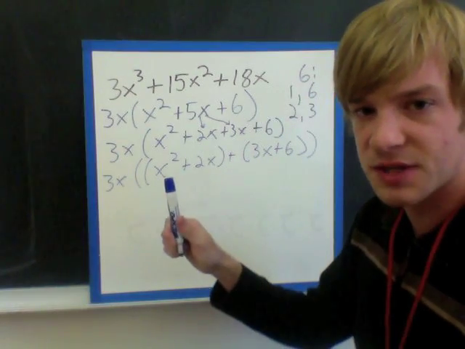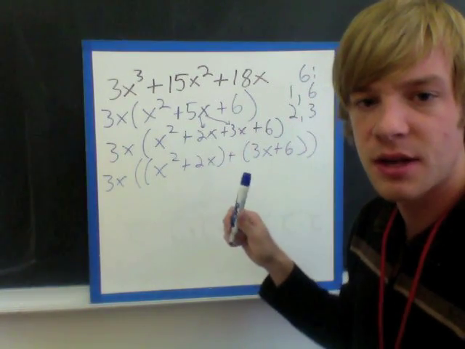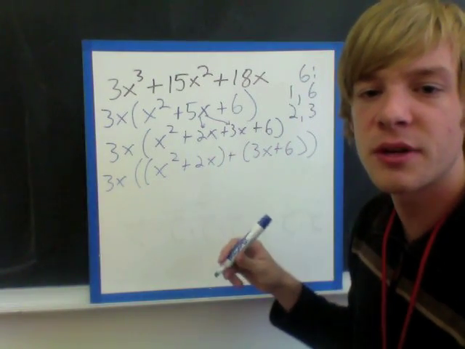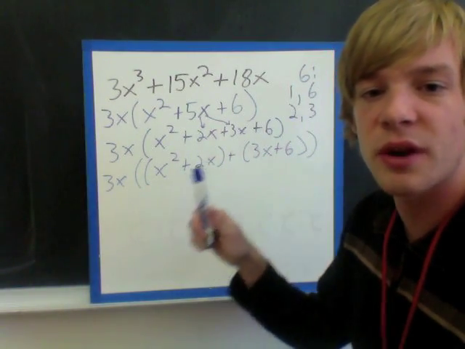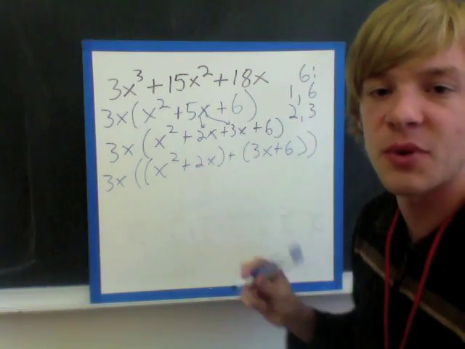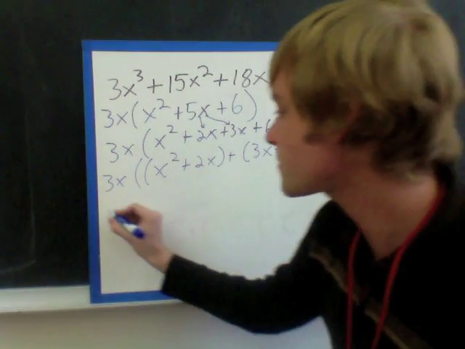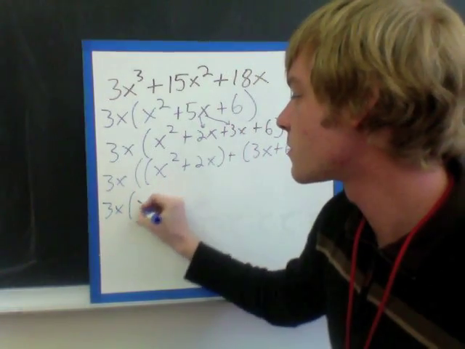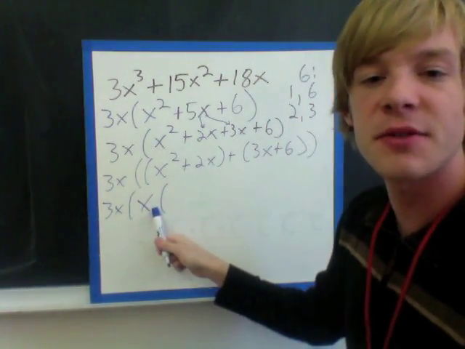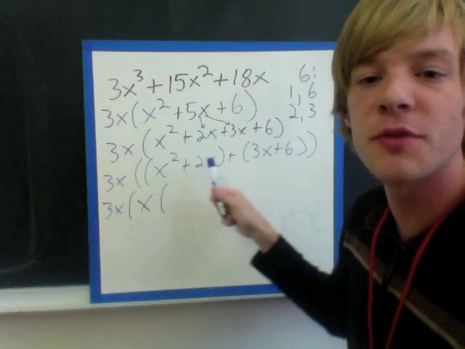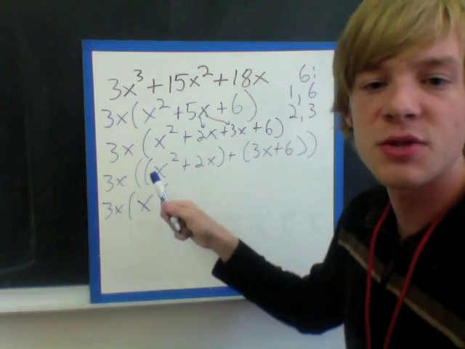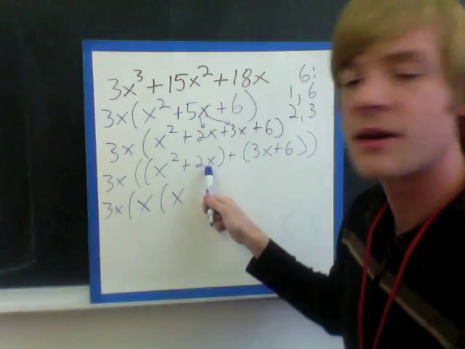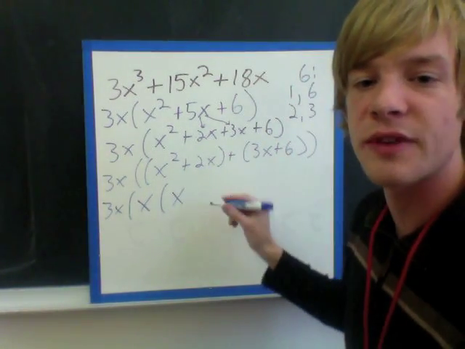The first parentheses, we've got x squared plus 2x. And I see that although there are no numbers that divide both 1 and 2 other than 1, I can divide both x squared and x by x. So I'm going to factor out an x. So I put my x here that I'm factoring out, and then I'm going to divide both of these by x. x squared divided by x is x, and 2x divided by x is 2. So I've got x plus 2 now.